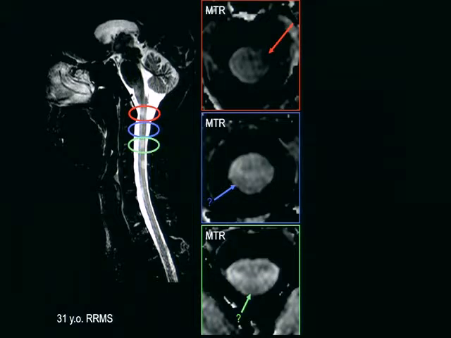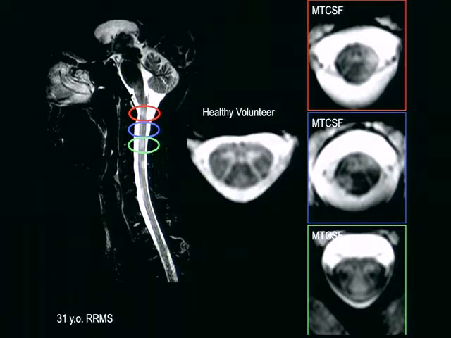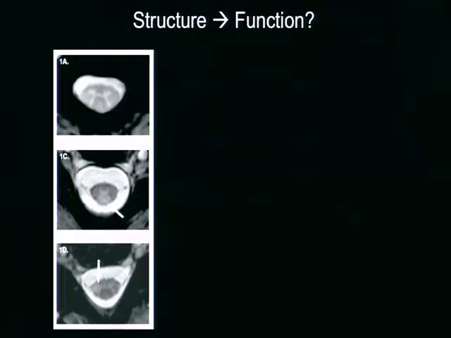So this is a 31-year-old relapsing remitting patient. Obviously, you can see lesions in the cervical area. Sometimes you don't see the lesions. However, when we compare this with the MT-CSF, or the MT method I just showed you recently, it becomes very obvious that there's a lot more spinal cord involvement than what we suspected. Okay? And when we compare that to a healthy volunteer, we see that this is not a healthy cord all the way through. Now, because it is quantitative, we can relate structure to function in the spinal cord.